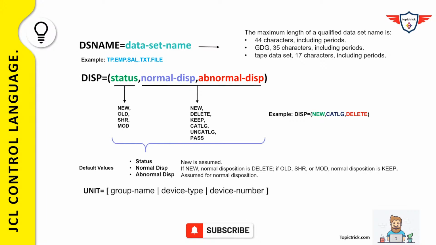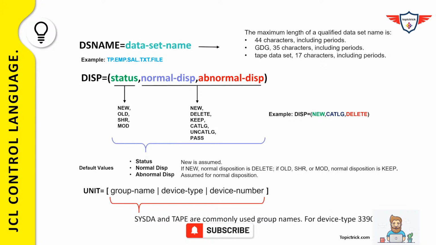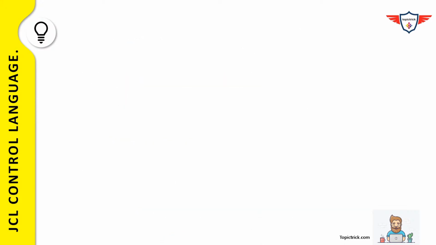Now the next parameter is unit, and as you know, this is used to specify the tape or disk devices where your dataset actually resides. So in case your dataset is already cataloged, then you're not required to specify the unit parameter, and in case you want to allocate a file, then you have to specify the unit parameter, right? In general we use SYSDA or tape, and in case you have a specific device number, then you can use a device number also.